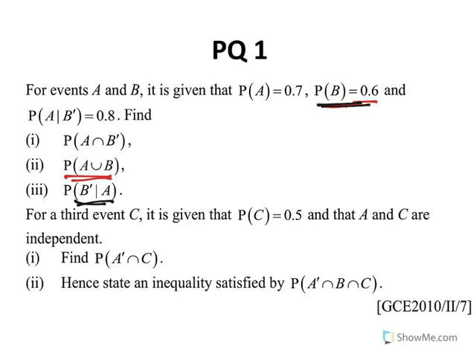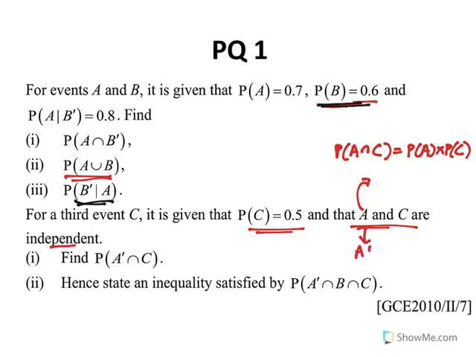So for part 4, for the third event, it's given that the probability of C equals 0.5. A and C are independent. So what does this tell you? Straight away, you can say that the probability of A intersect C is the same as the probability of A multiplied by the probability of C. If A and C are independent, then A prime and C are also independent, correct? If A is independent, no matter what happens to A, C is not affected. So whatever happens to A prime, C is also not affected.